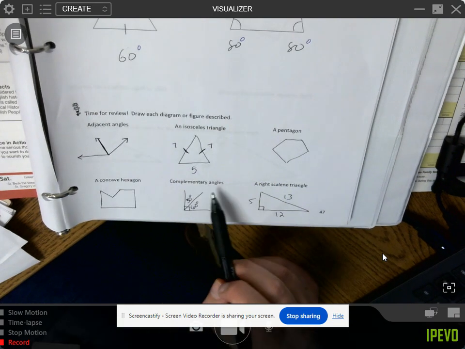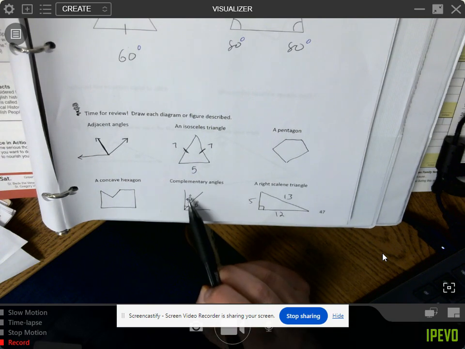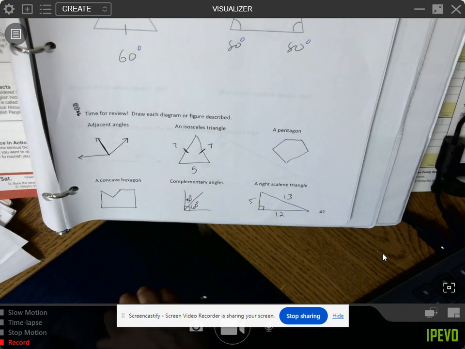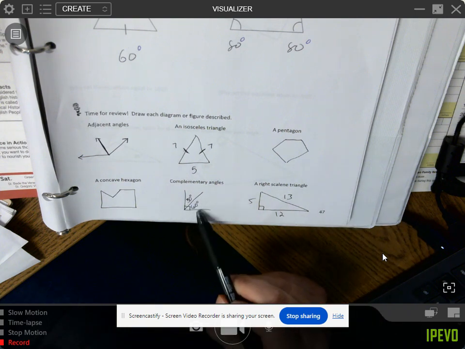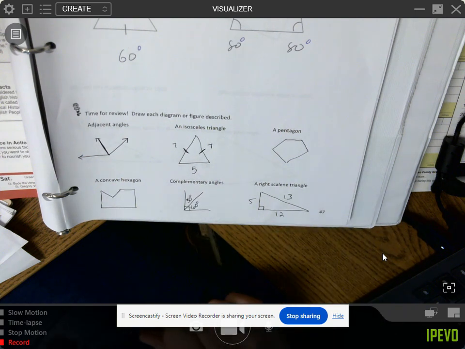For complementary angles, you must show two angles that add together to be 90 degrees. Does not need to be adjacent. I made mine adjacent. Either way works. But you must show that two angles together equals 90 degrees.